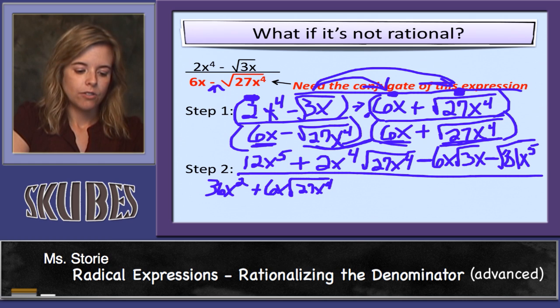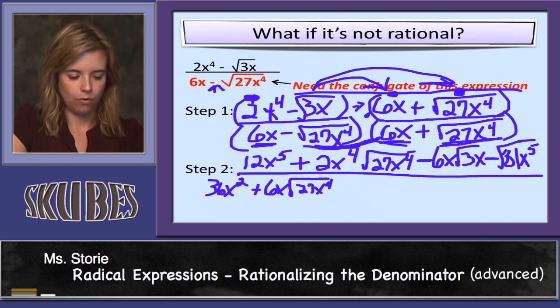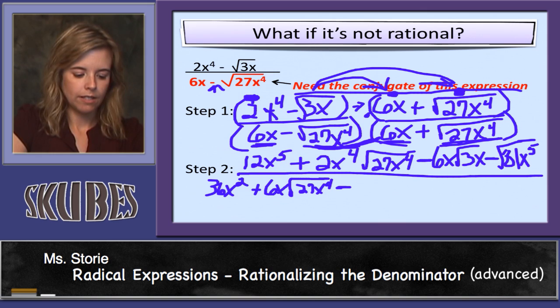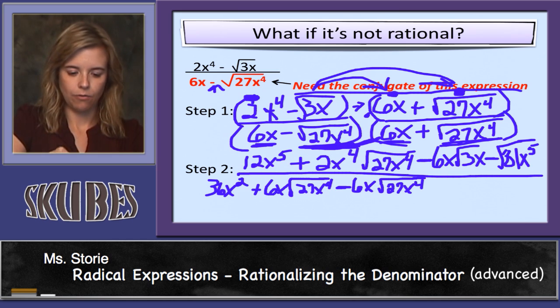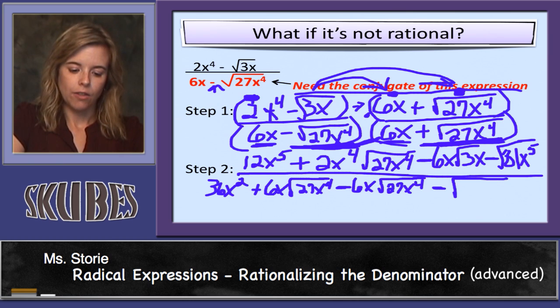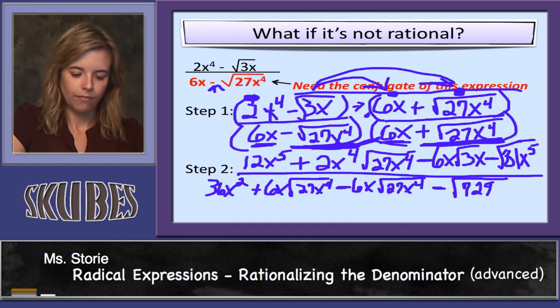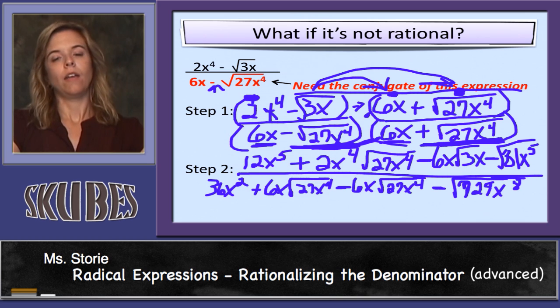Then you're going to do the inside. So now it's negative radical 27x to the fourth times 6x. So that makes it a negative 6x radical 27x to the fourth. And finally, you're going to do your last term, which is radical 27x to the fourth times radical 27x to the fourth. Keep in mind this is a negative times a positive, so you're going to end up with a negative. And you're going to multiply the 27 times the 27, and you're going to get 729x to the 8th because you are adding your exponents. That's a lot.